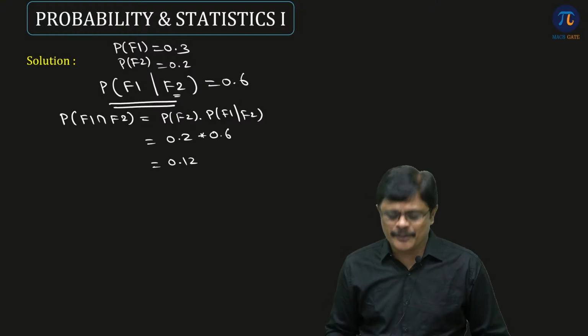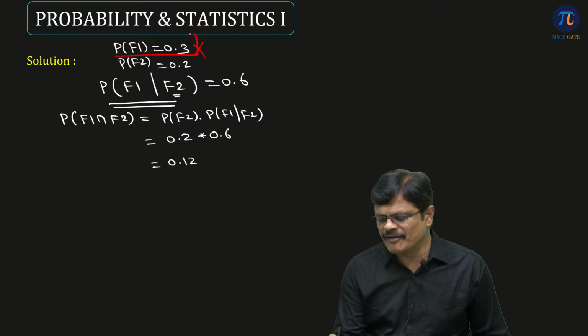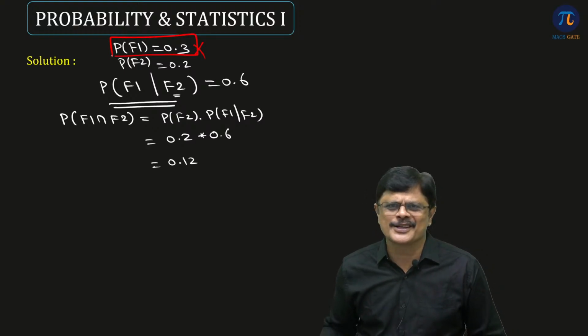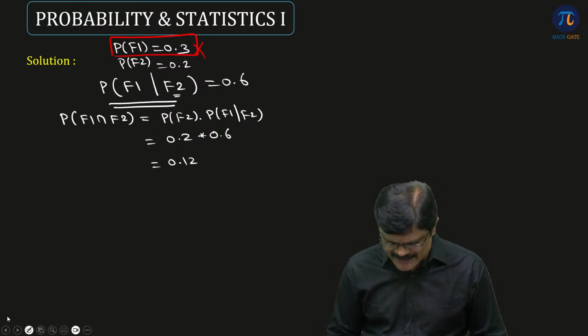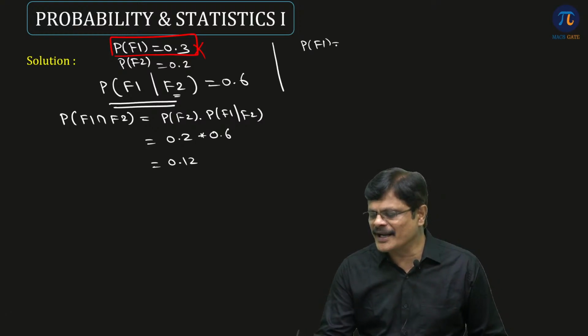Now if you observe in this problem, there is no requirement of this information. Then why is it given? As I told you, people sometimes use their general knowledge.